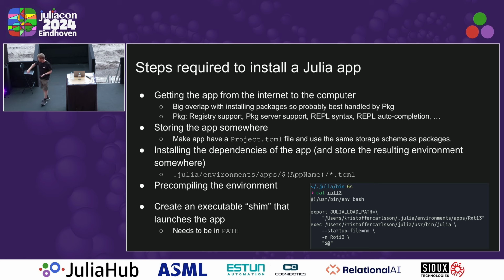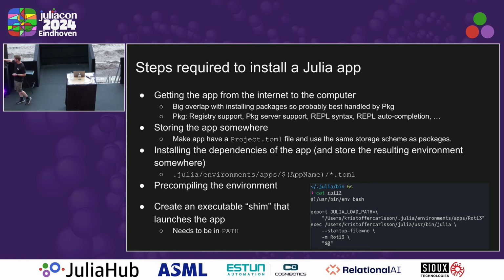So we could have a special environment folder called apps, and then we have the app name folder in there, and there we store the project and the manifest file, which is the resolution of that app. We should precompile that environment. And then finally, we need to create this shim that actually launches the app, which needs to be in our path folder.